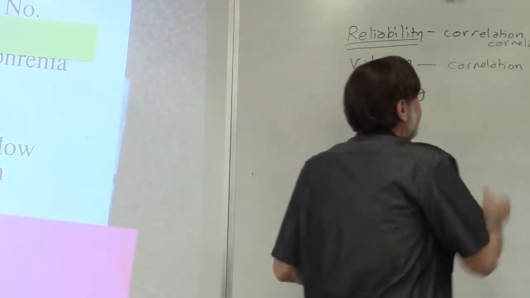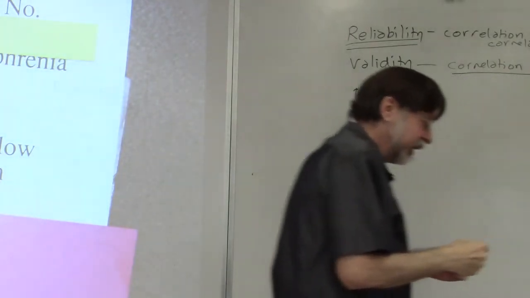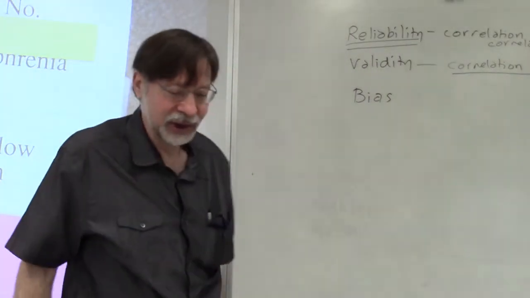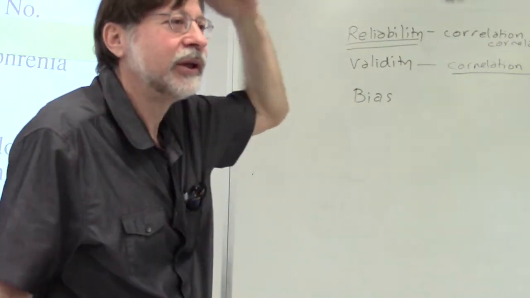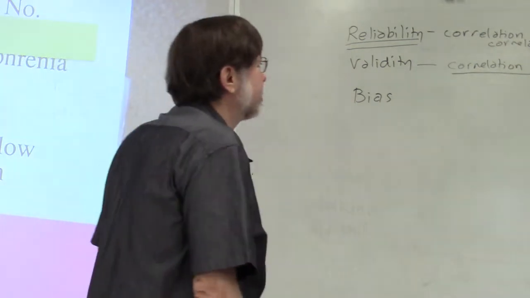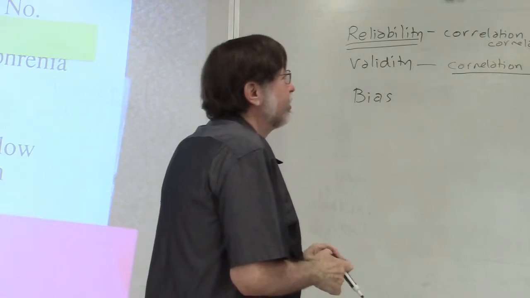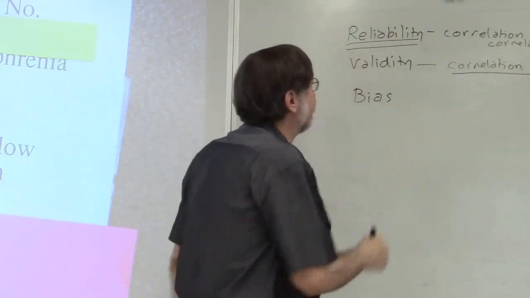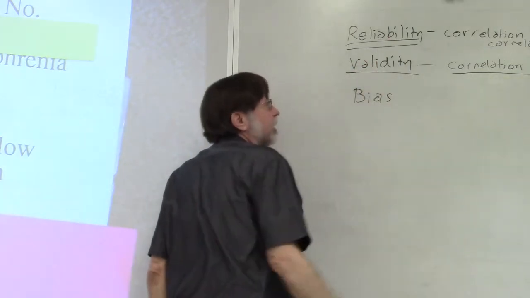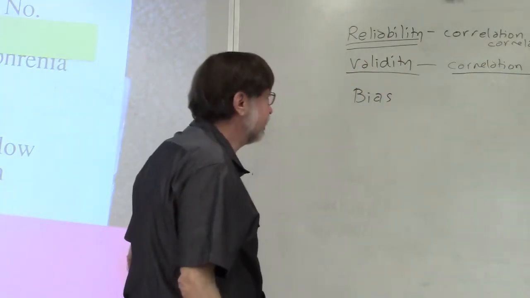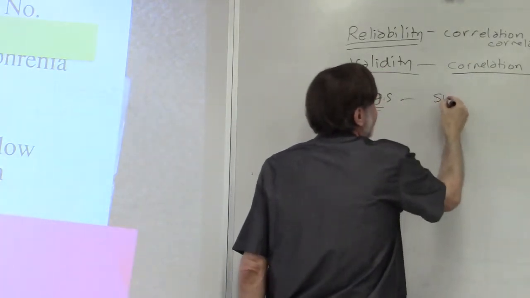So if it isn't measuring what it's supposed to measure, same could be true for a bathroom scale. Maybe it's just measuring your height. Well, that's partly correlated with weight. But it might be reliably measuring something else, so it always gives you the same number. So it might be reliable and not be valid. So if a test is reliable, it may or may not be valid. But if it's valid, it better be reliable.